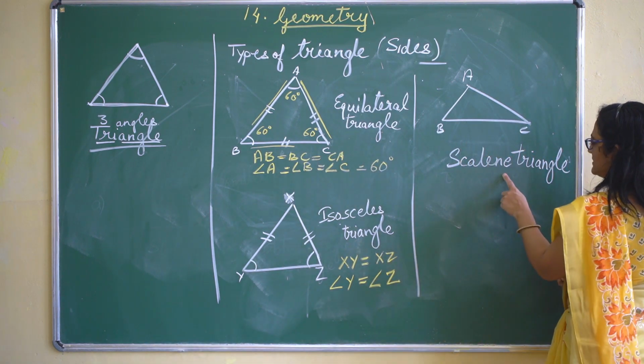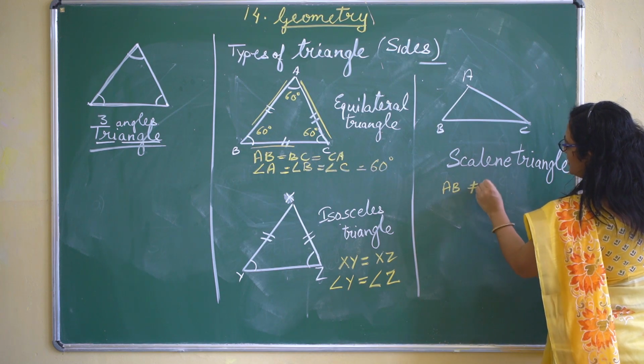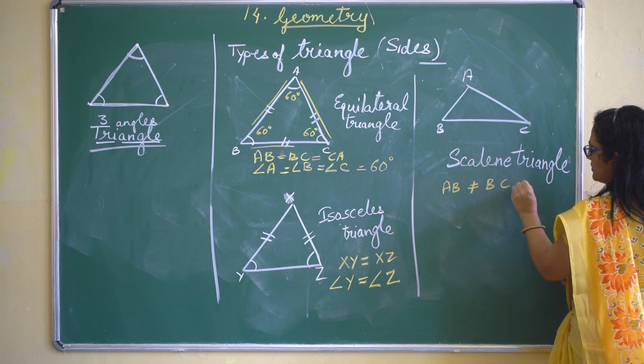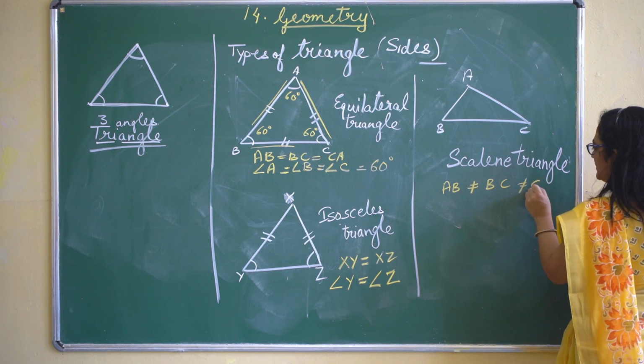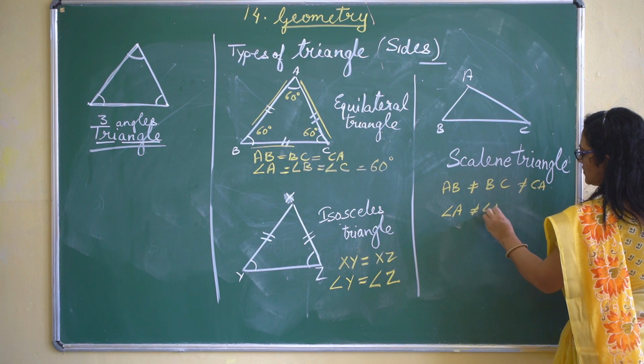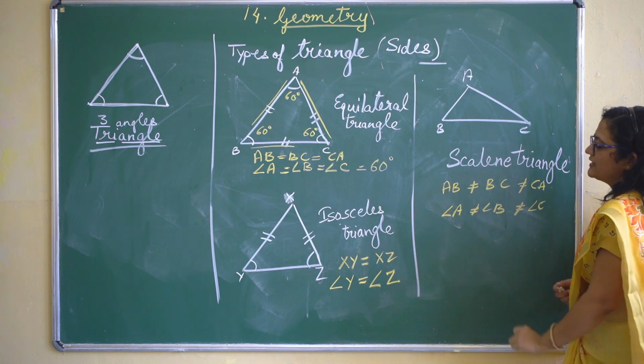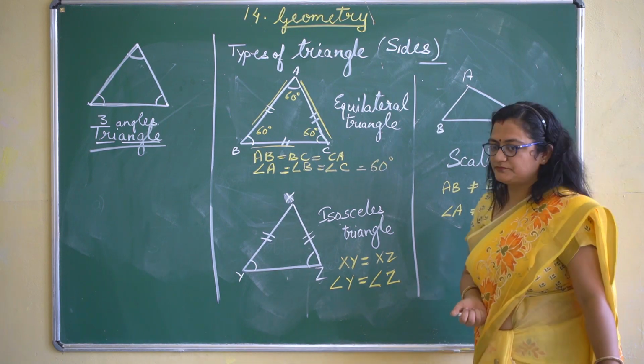Third is the scalene triangle. It means not a single side is equal. Neither AB equals BC nor BC equals CA. And none of the angles are equal. Not a single angle is equal. That is called a scalene triangle.